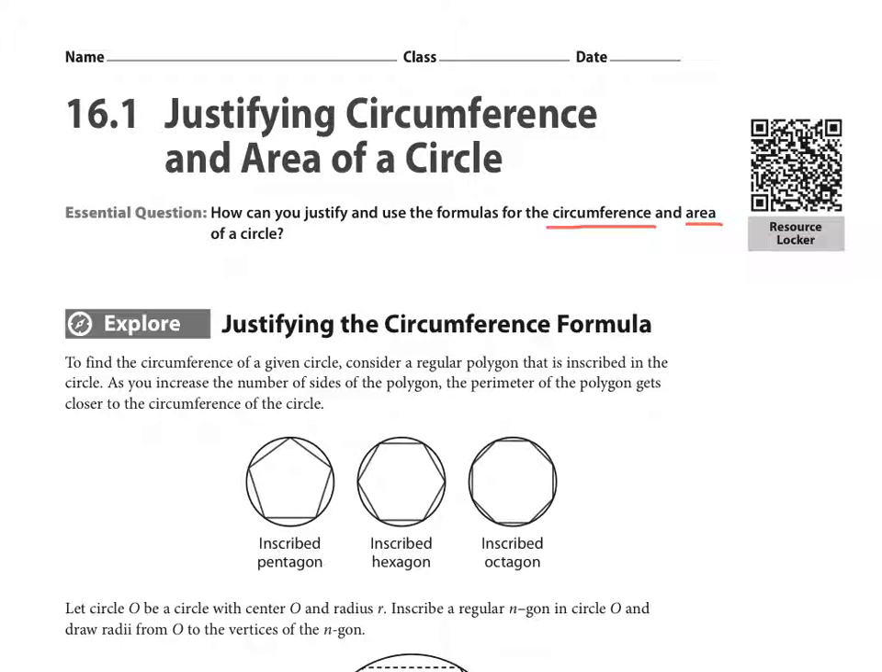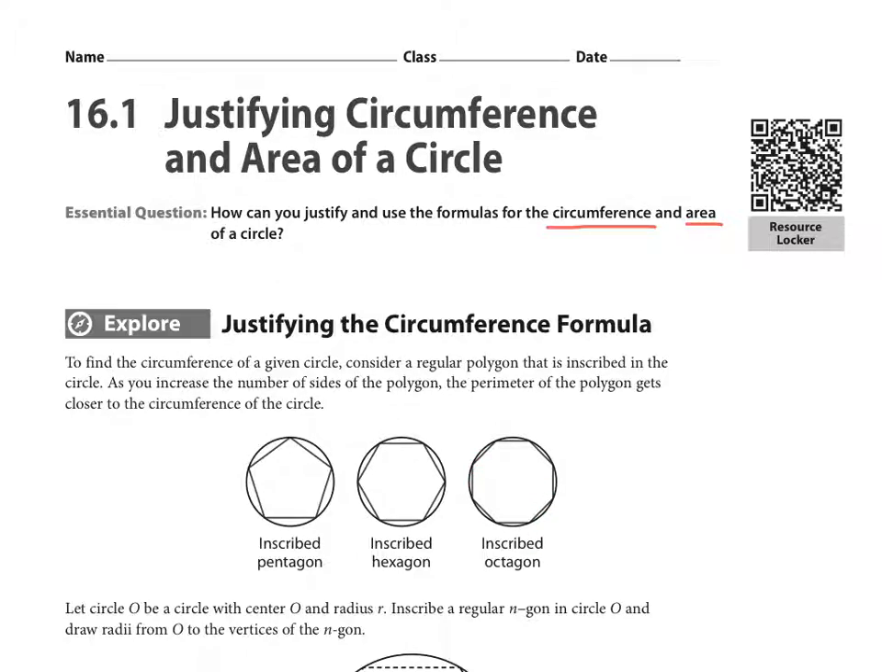So we're not going to go through this whole exploration section of where the circumference formula comes from. At some point in your life, you will probably take calculus and you will learn where all that comes from. But it is related to if we inscribe shapes inside of a circle. Remember, inscribed means to put a shape on the inside. And as you can see here, the idea is that the greater the number of sides, the closer the perimeter of the shape becomes to the perimeter of the circle.